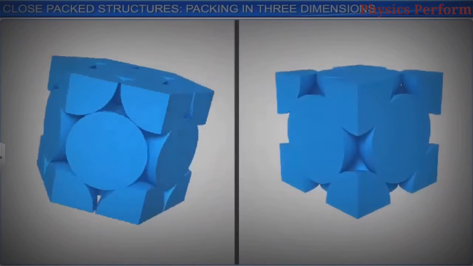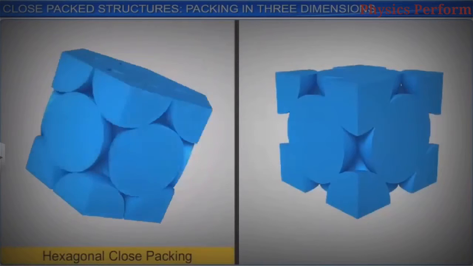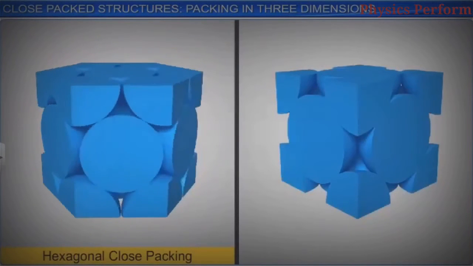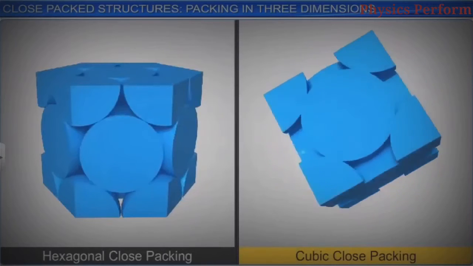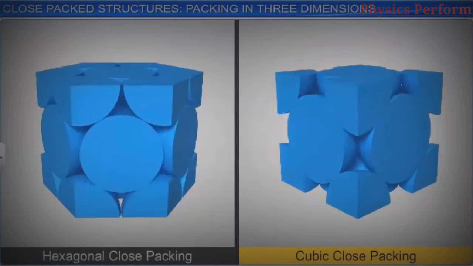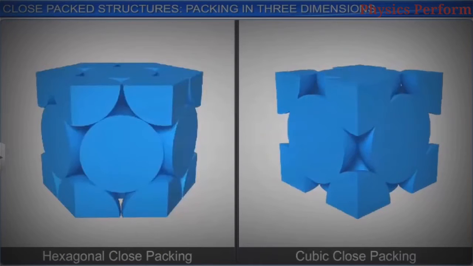Also, both the forms, hexagonal close packing and cubic close packing, are equally efficient in terms of filling up space. In both of them, 74% of the space in the crystal is filled up.